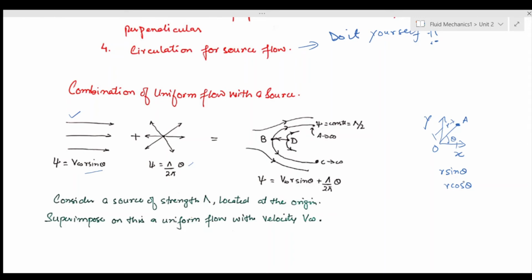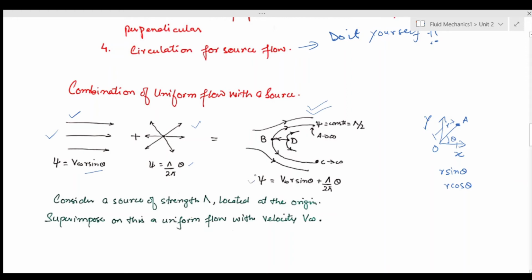So I'm using a uniform flow where my velocity vectors are directed towards the positive x-axis. I have added it with a source flow, and if I add these two, then I would get something like this. Again, I have shown streamlines here.